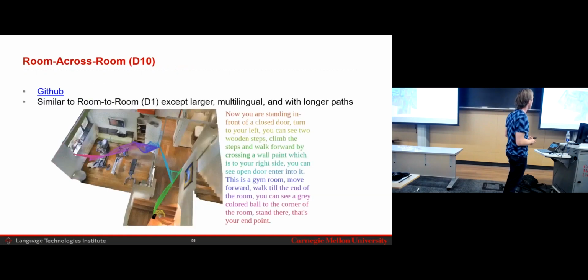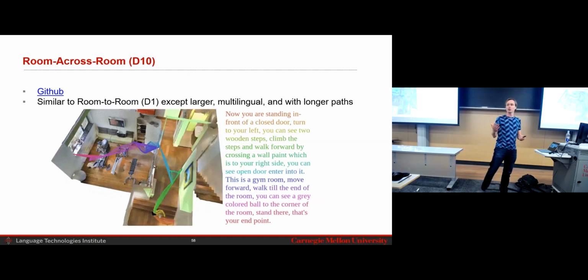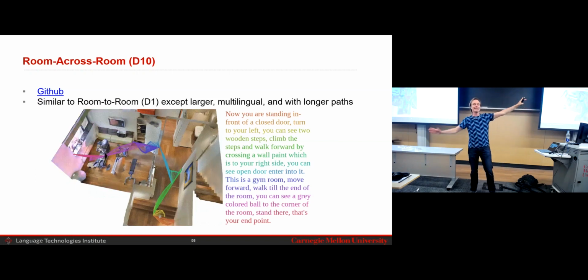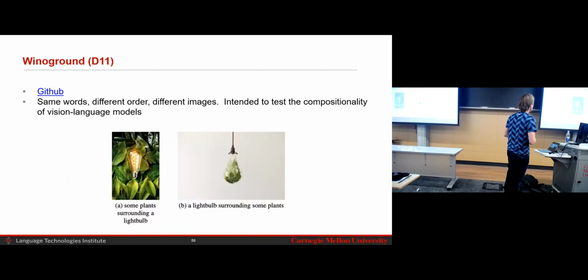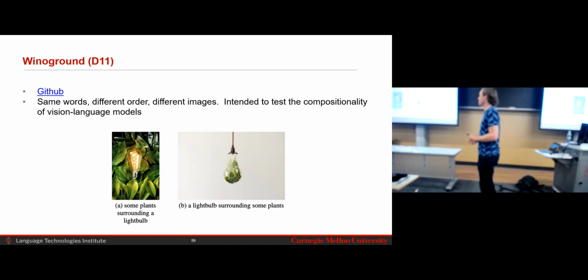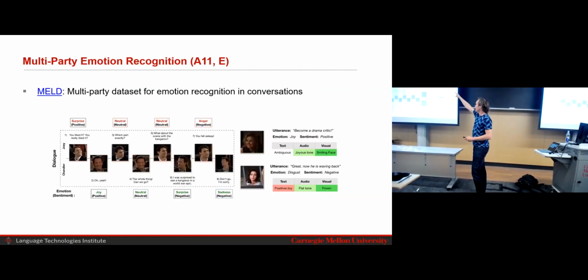And then they created a follow-up, Room-across-Room, which is just a larger, more fluid version of it. This is a good one. But for these other data sets that require whole simulators, be a little bit careful. There is also Winoground, which we suggest, where it's the same words, different order, different image. This one could have been in C. It's really about compositionality, reasoning over image and caption. I talked about emotion, and in fact this one is in A, but it's also in E because it's about dialogue and emotion. This is a really nice, interesting follow-up.